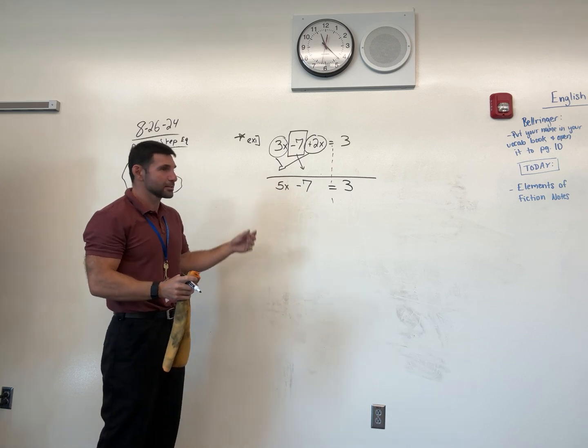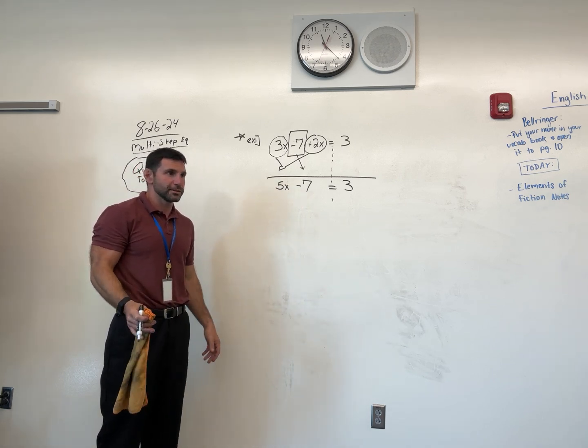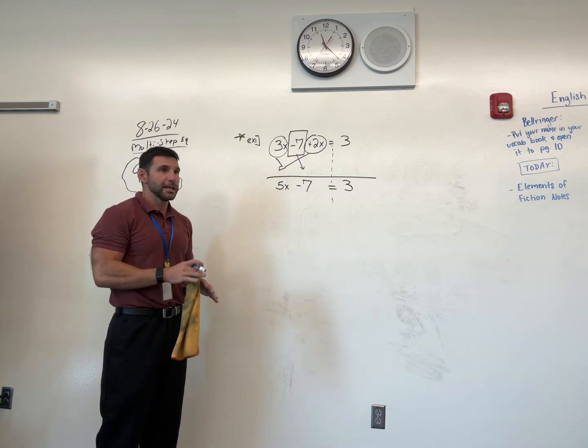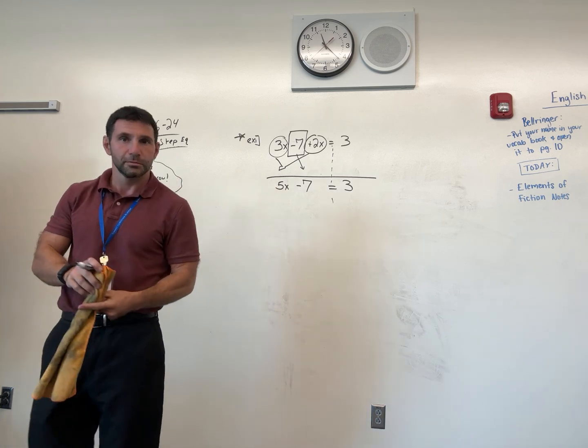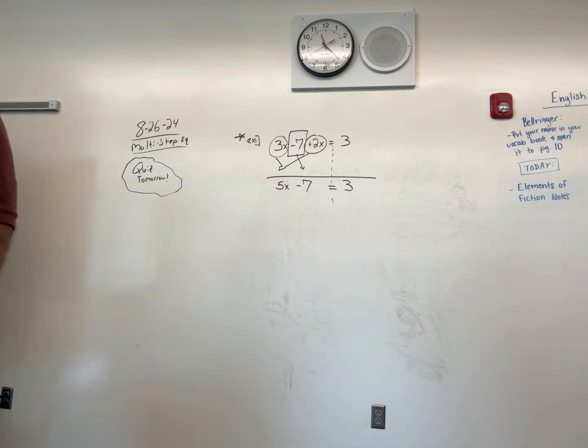Hey, Mr. H, this looks like an equation that we did for homework. It's a 2-step equation. Take 20 seconds, solve it. Go. Take 20 seconds, solve it. How would we find the solution for x?